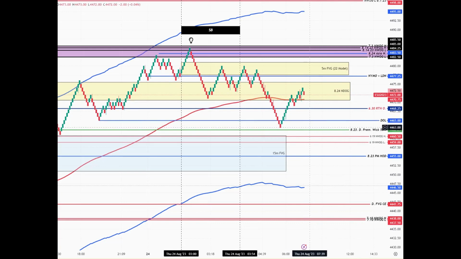So I'm going to look to see if we can break 44.60 drawn liquidity. And if we did, I've got that premium wick 50% level coming in at 44.62. We'll look at that. One more chart for confluence.